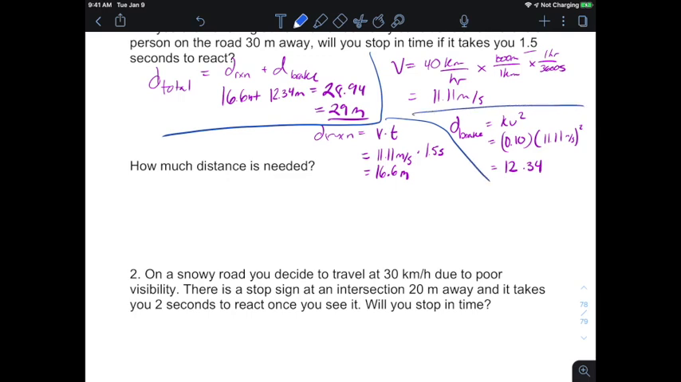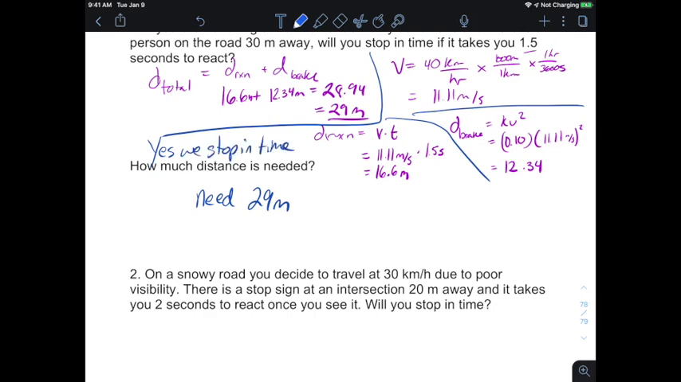Just want this to look nice. Okay. So how much distance is needed? We need 29 meters. So yes, we stop in time.